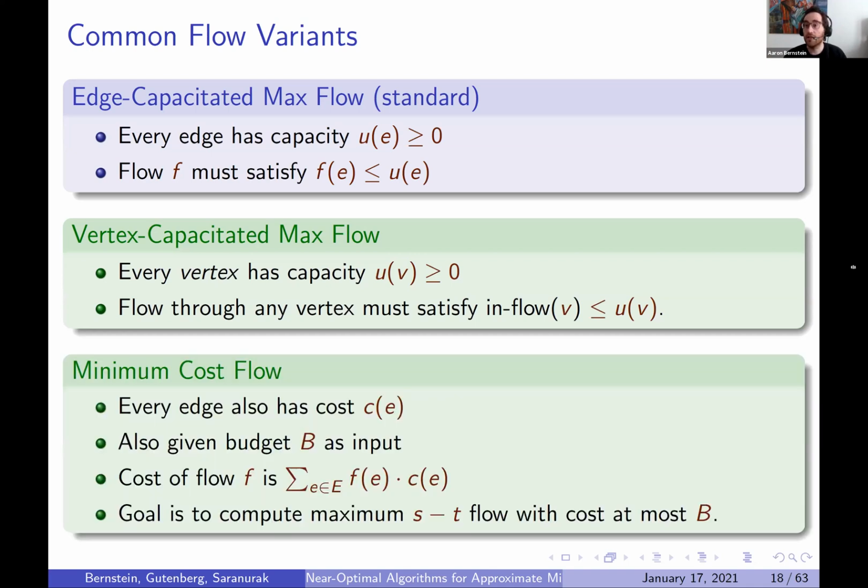And finally, you can ask about costs. Each edge now has a capacity, but also a cost. And you have some total cost budget, and you want to compute a maximum flow whose total cost is less than this budget. Again, the details of these definitions won't really end up mattering.